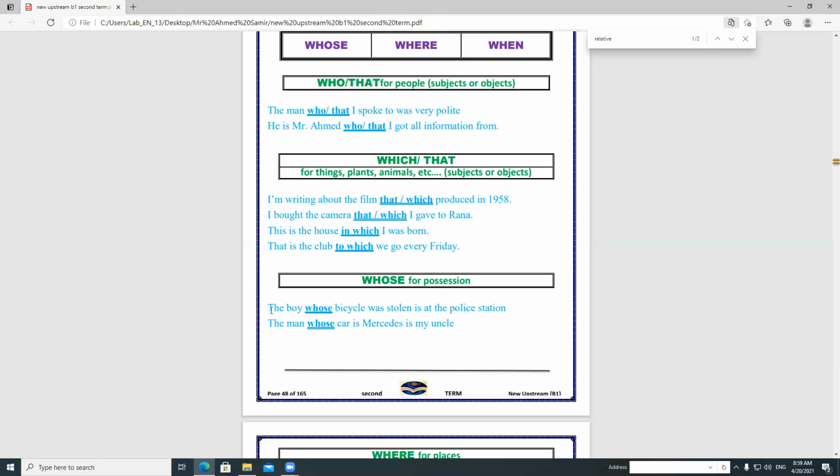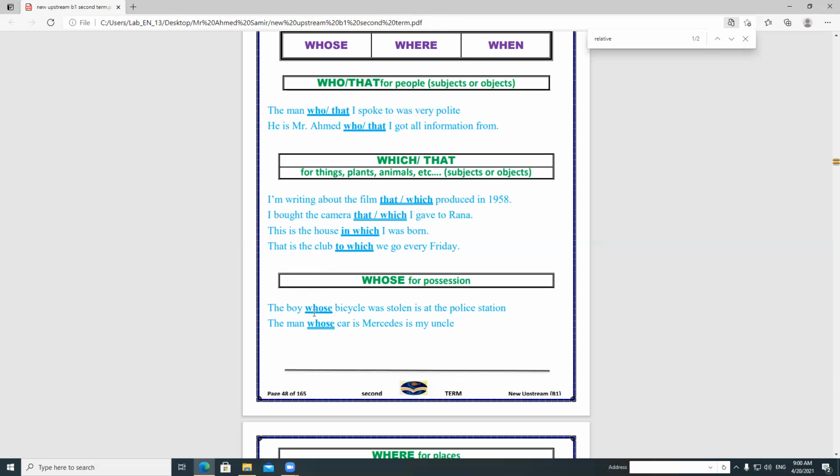The first example is: the boy whose bicycle was stolen is at the police station. Okay, so here we are talking about the boy. I mean that we are talking about people. So maybe you see boy, so you are telling me or trying to choose who, not whose, because we are talking about the boy, and the boy is a person.